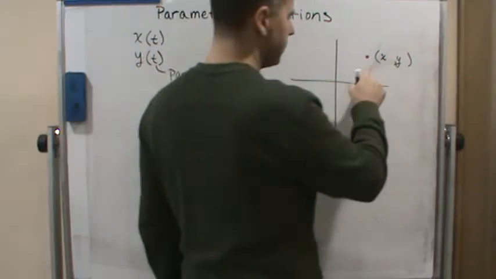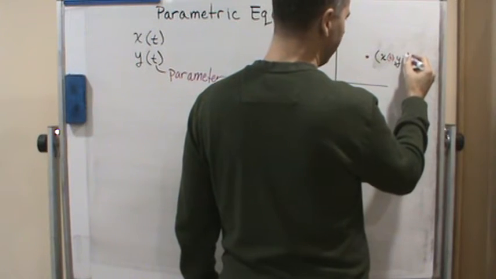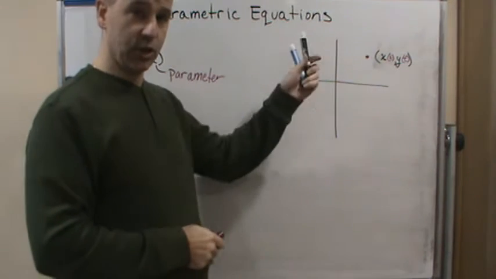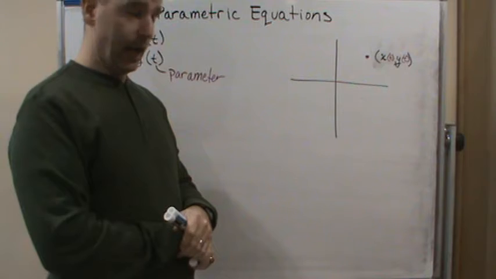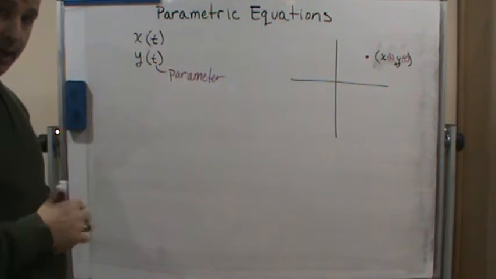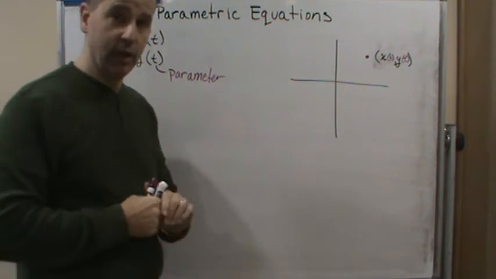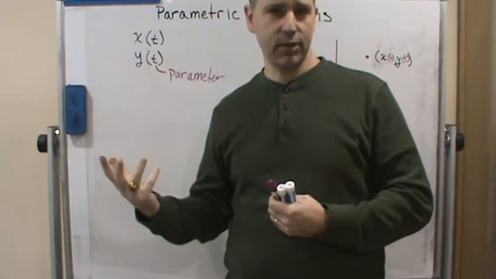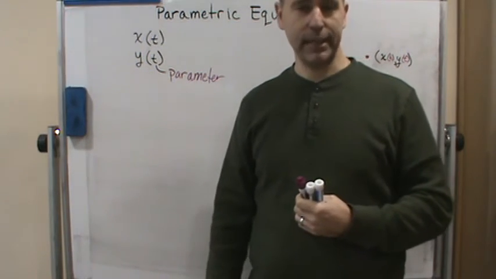So instead of just having an xy coordinate, we would have x of t comma y of t, because again y is changing with respect to time and x is changing with respect to time. And so when we parameterize an equation, what we're doing is translating an equation that has two variables into a pair of equations that has three variables, in this case x, y, and the parameter t.